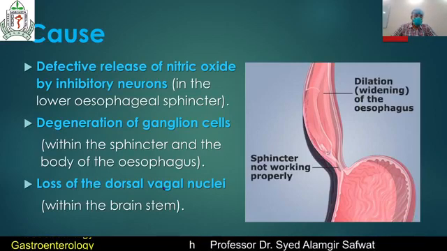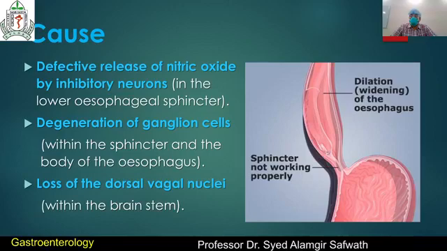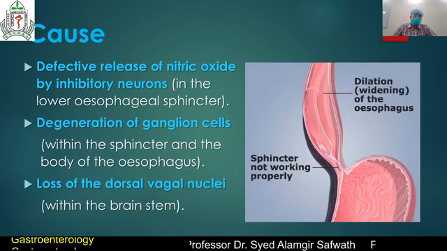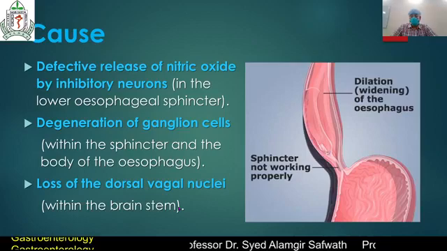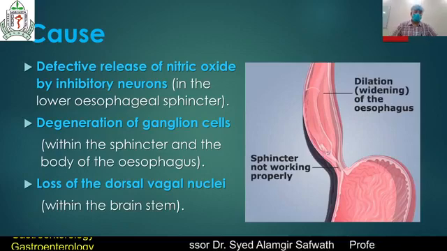And number three, loss of dorsal vagal nuclei. Dorsal vagal nuclei have a role in effective propulsive propagative peristaltic wave, as well as relaxation of the lower esophageal sphincter. So as it is lost in the brain stem, it will aid in the trouble of tonicity of the lower esophageal sphincter. So these are the causes.